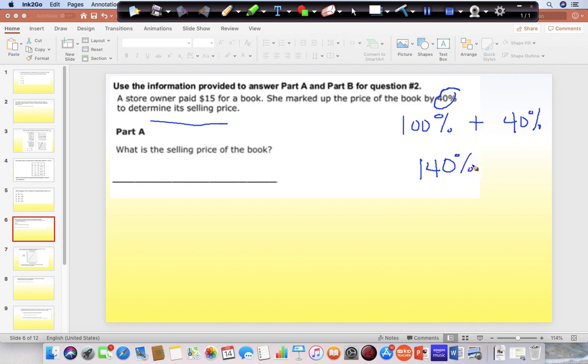Not mark it up, sorry. She's not marking it up by 140%. She already had 100% of the book, and she's marking it up by 40%. So when we add those together, we get 140%. Okay, so we need to multiply 15 times 140%.